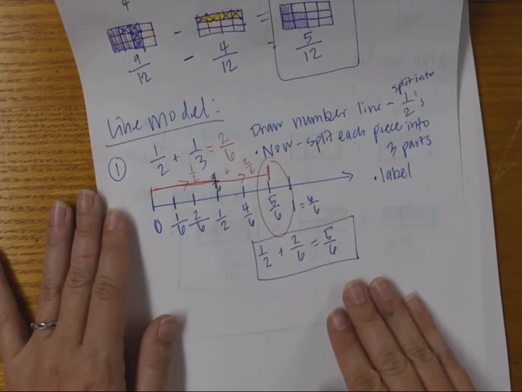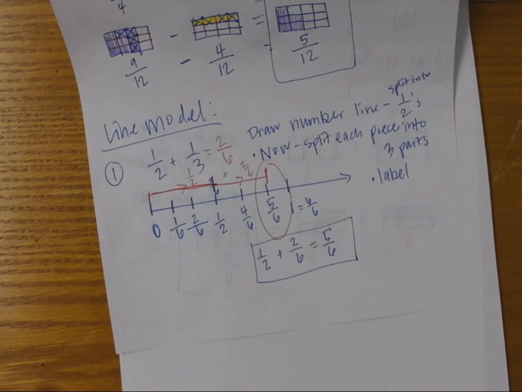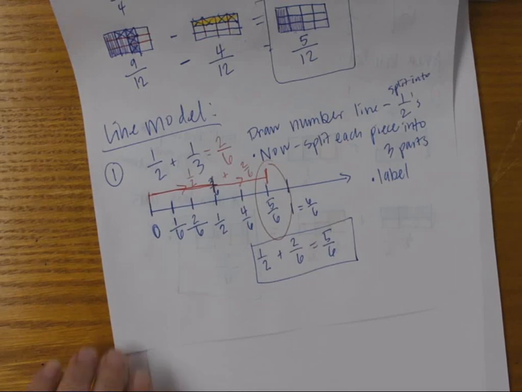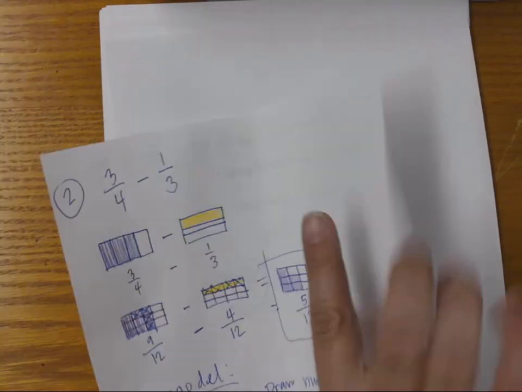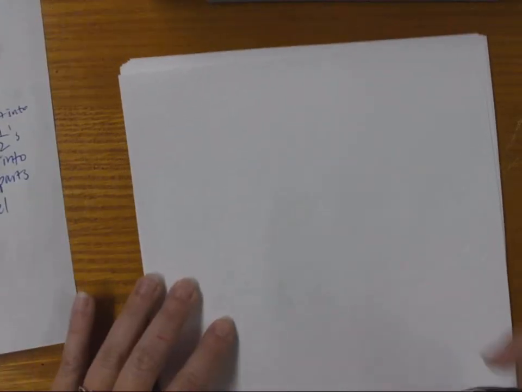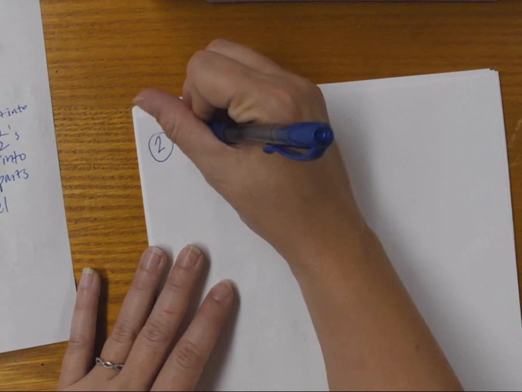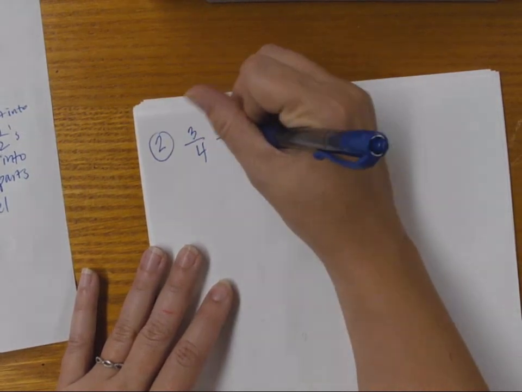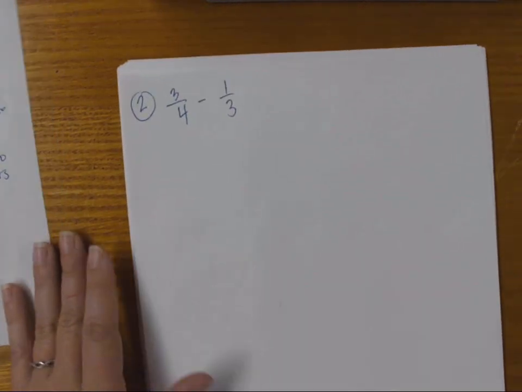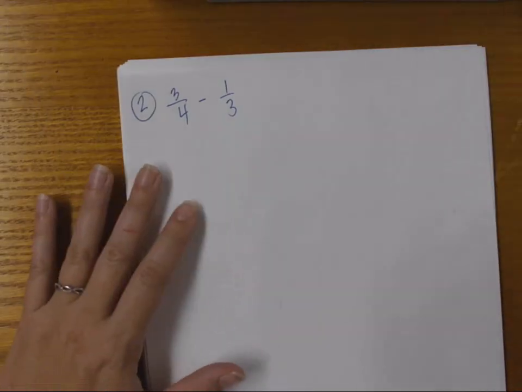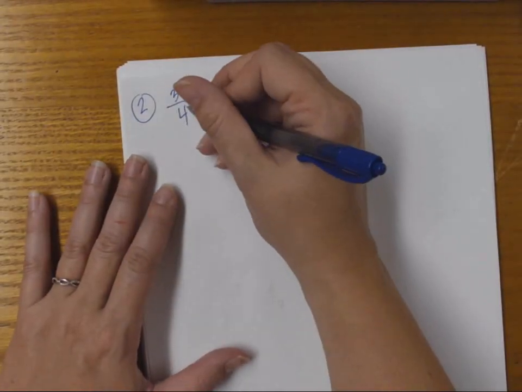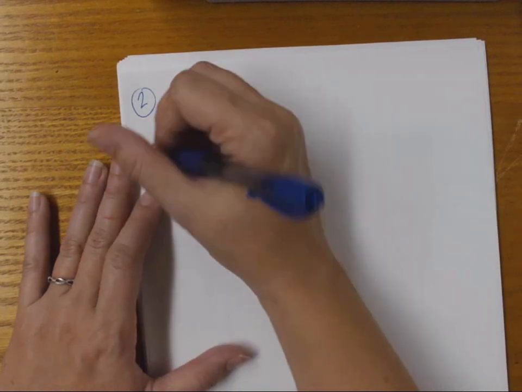Okay. Let's do another one of those. Let's do a subtraction this time. So let's do the same problem we did a minute ago, 3/4 minus 1/3, using the number line. So 3/4 minus 1/3. So I need to draw on my number line. I'm going to split it into fourths first.